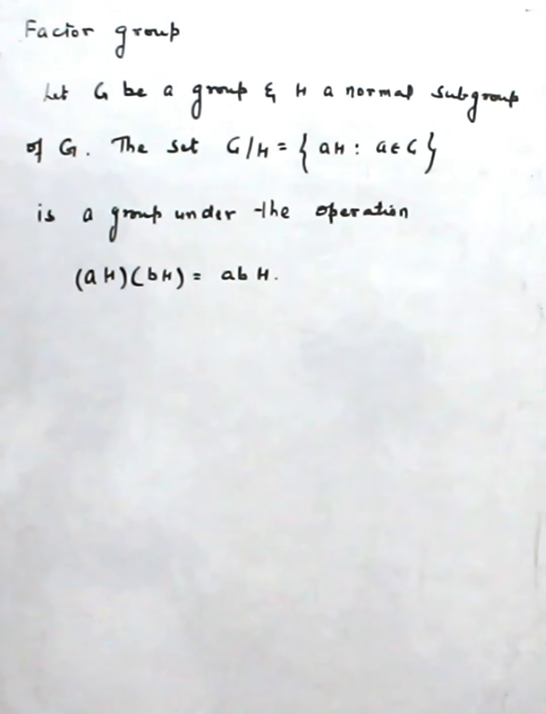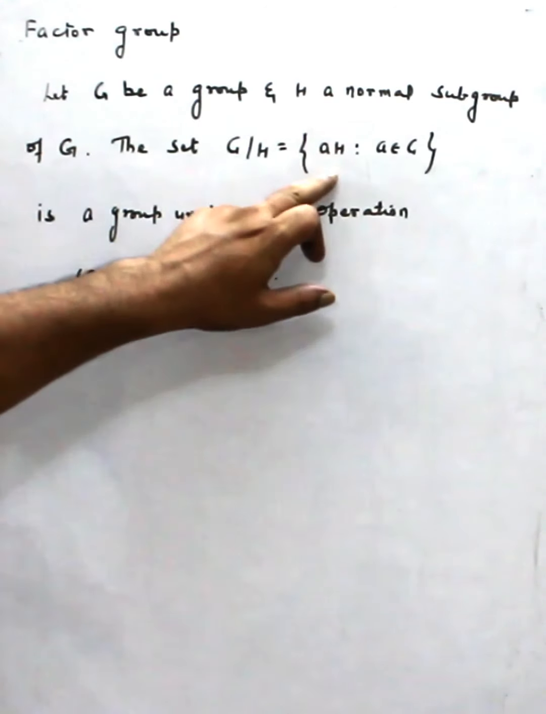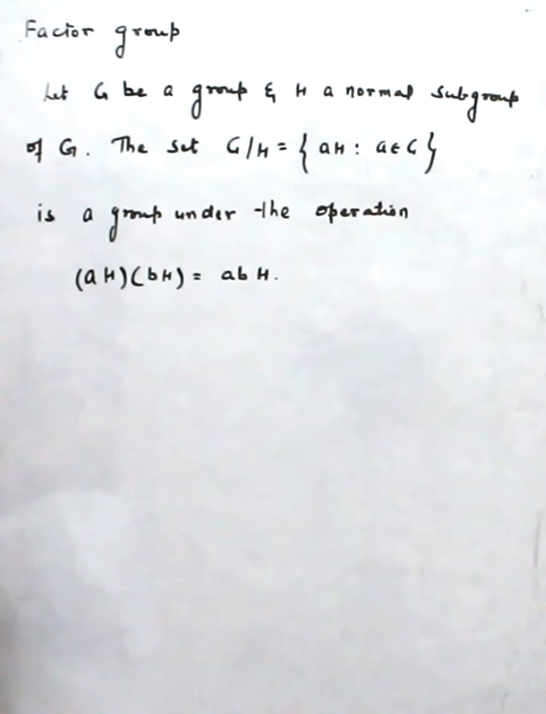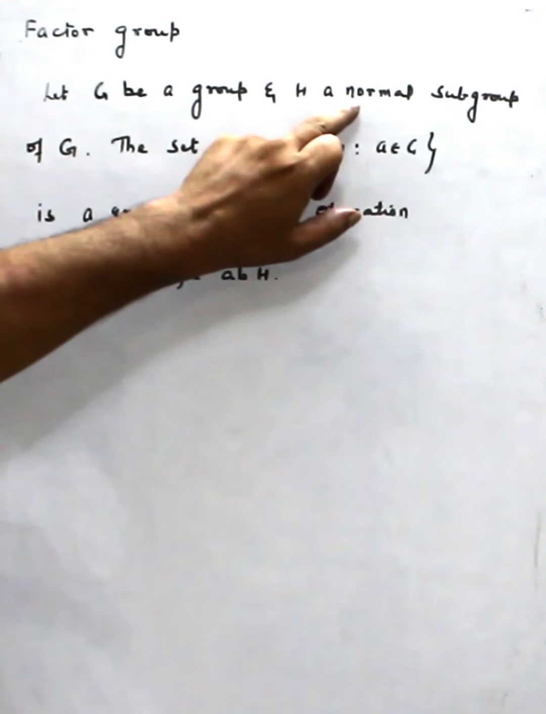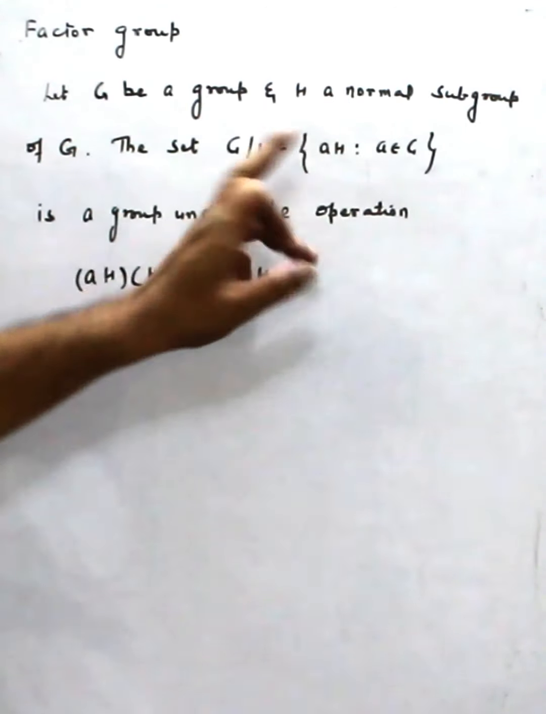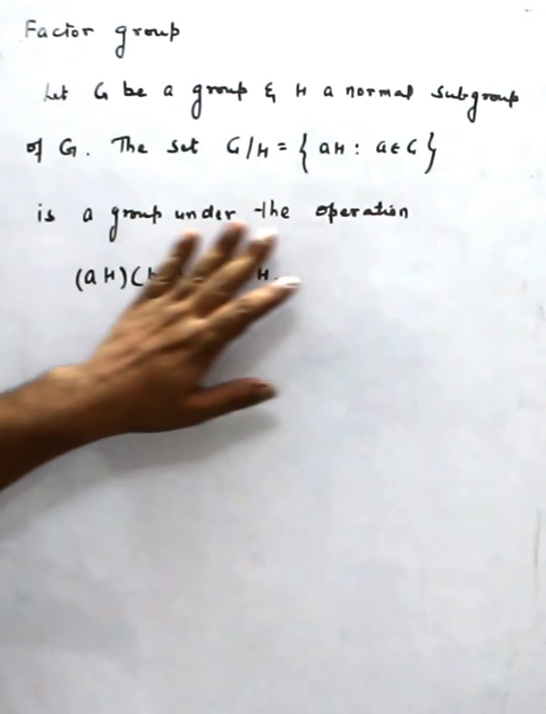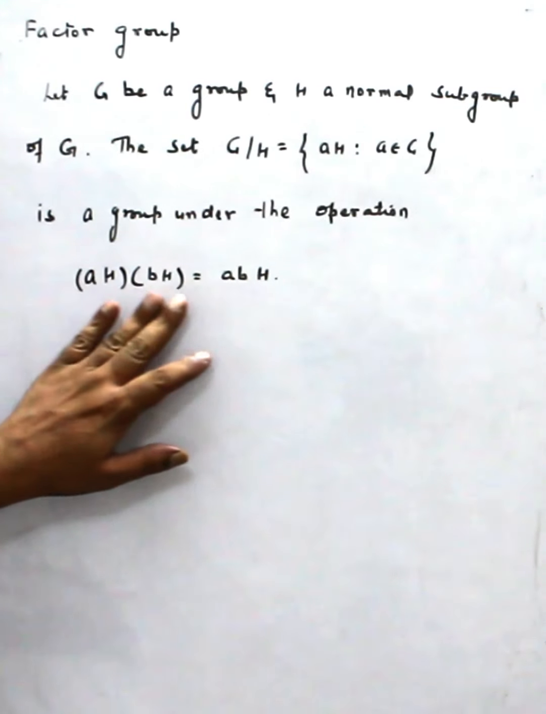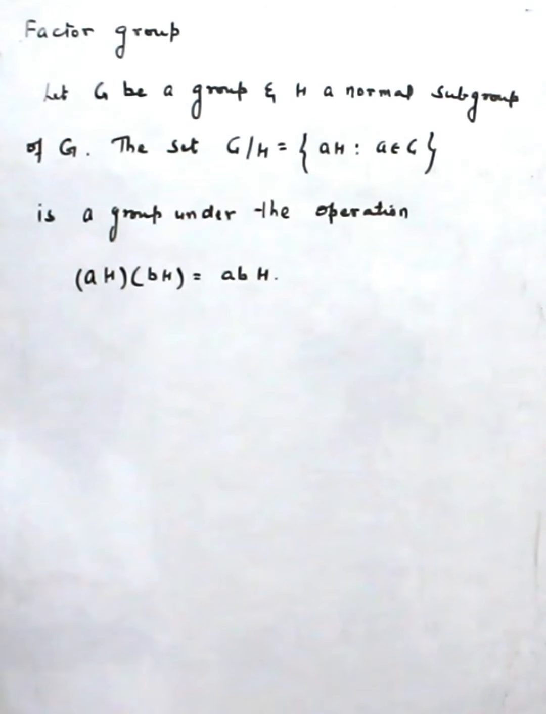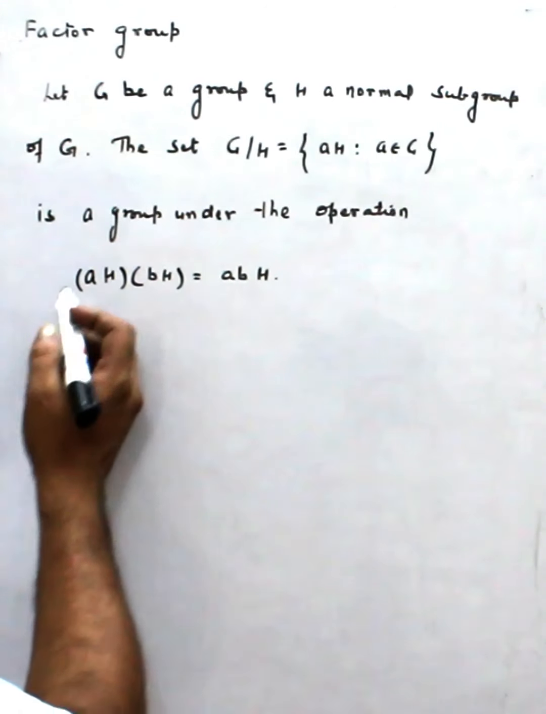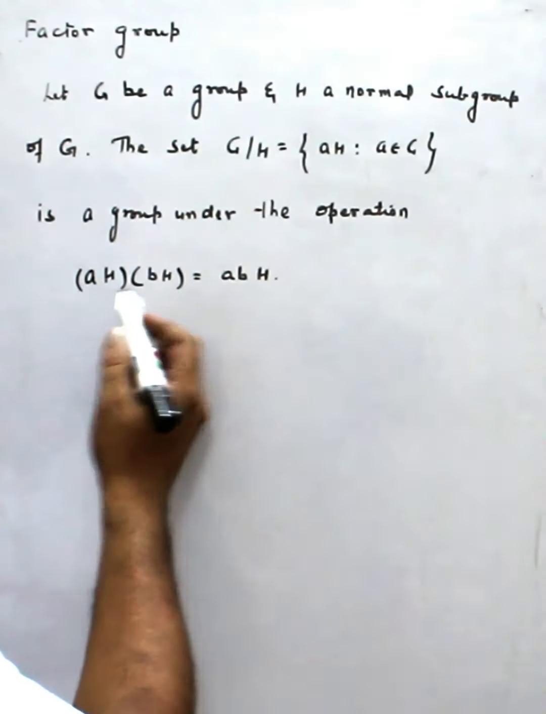Factor group. Let G be a group and H a normal subgroup of G. Then the set G/H, which contains the left cosets, but because H is normal, so left coset equals right coset, is a group under the operation aH bH = abH. So first we check the operation is well defined.